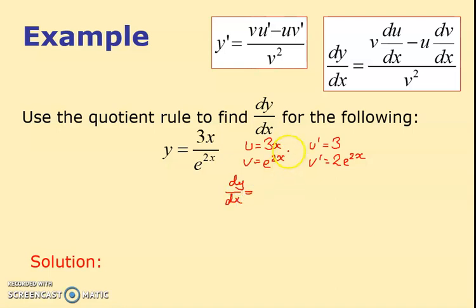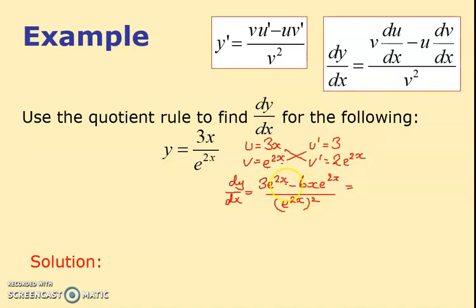So dy by dx is equal to, remember it's v u dash, so it's that. And if I do that, I best write it in a nice order: 3e to the 2x minus, and now I multiply these together, and I reckon that's 2 times 3 is 6, times e to the 2x, and it's all divided by the bottom squared, which is e to the 2x, squared.